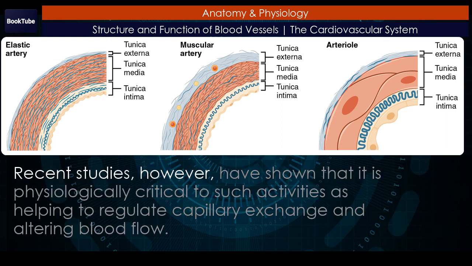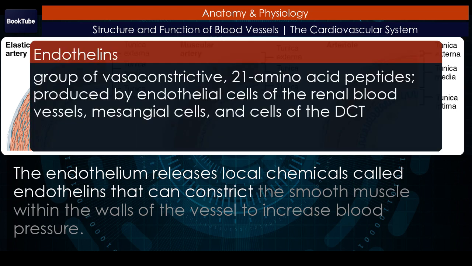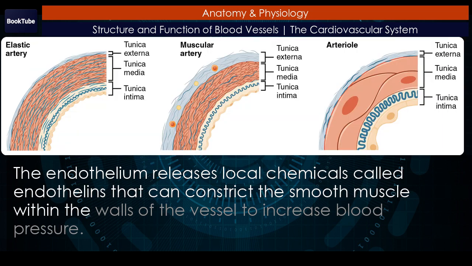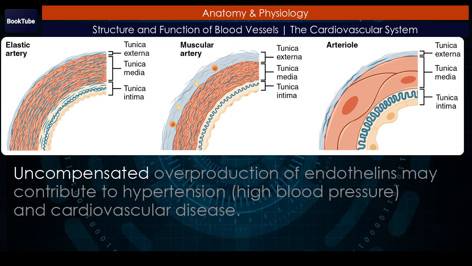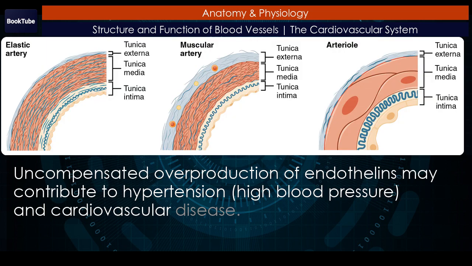Recent studies, however, have shown that it is physiologically critical to such activities as helping to regulate capillary exchange and altering blood flow. The endothelium releases local chemicals called endothelins that can constrict the smooth muscle within the walls of the vessel to increase blood pressure. Uncompensated overproduction of endothelins may contribute to hypertension, high blood pressure, and cardiovascular disease.